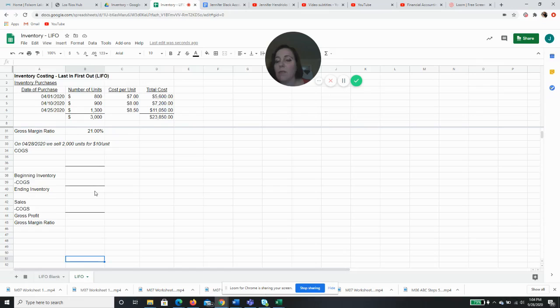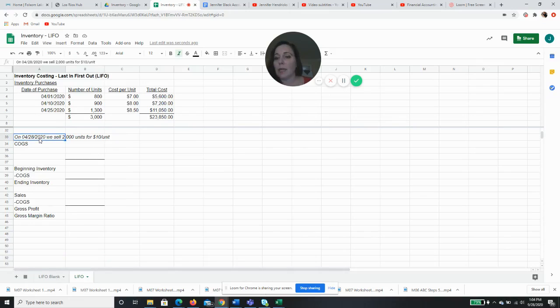In our final example, it is April 28th, and we're going to sell 2,000 units for $10 a unit. So on April 28th, we've bought all three of these batches. All three are available to be sold. So the first thing we're going to do is, since it's last in, first out, we're going to sell this batch of 1,300 first. So it's going to be 1,300 times 8.50, which is 11,050, but that doesn't fulfill our order.